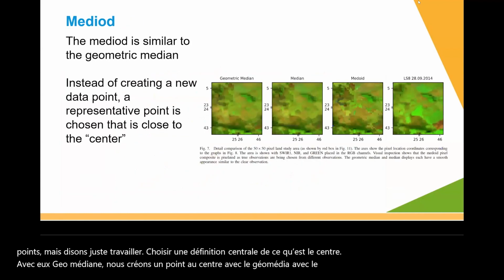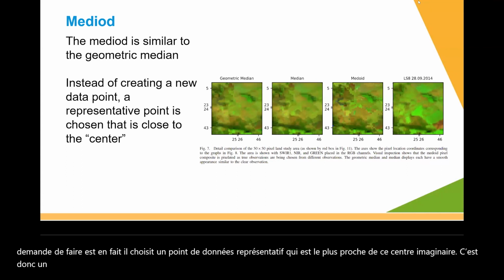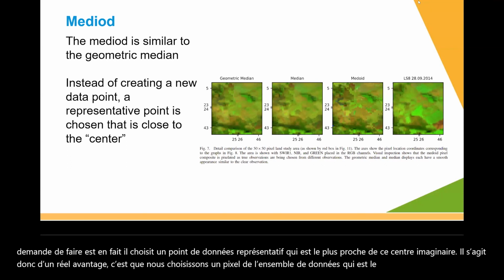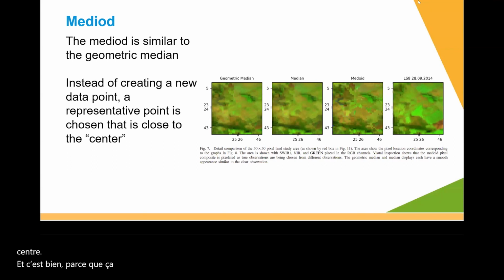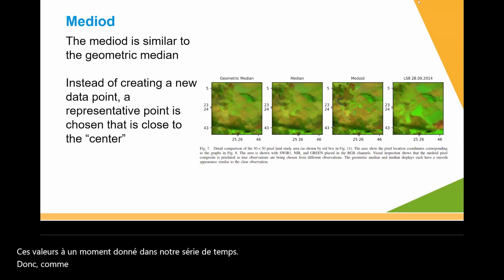What the Medoid asks you to do is actually choose a representative data point that is closest to that imaginary center. So an advantage here is that we are choosing a pixel out of the data set that is closest to the center. And this is nice because that means that this pixel actually had those values at some point in time in our time series. So from the idea of doing analysis on real data, that is very nice.